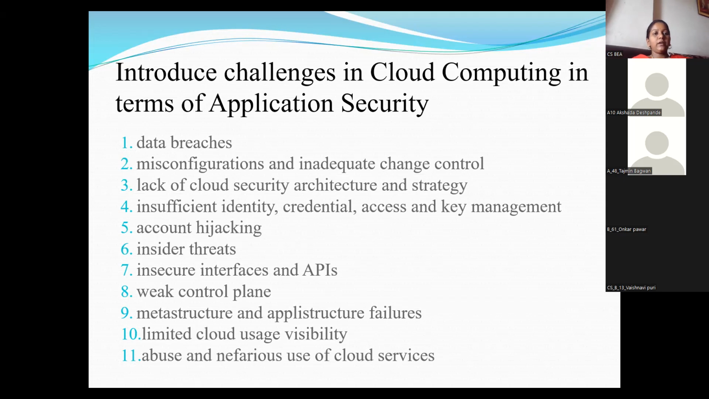Okay, lack of automated cryptographic key, password, and certificate rotation. Then IAM scalability challenges. Then absence of multi-factor authentication and weak passwords. Okay, so all these are from the point of view of insufficient identity, credentials, access, and key management. So from that point of view, whatever the security measures are there, that will come over here.